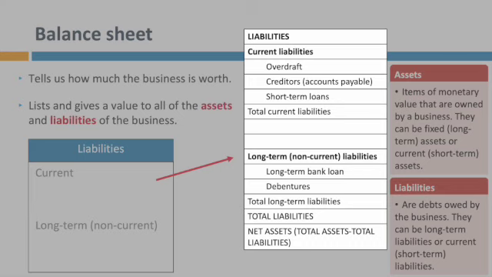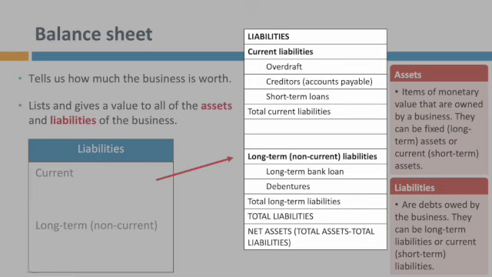And then we list the long-term liabilities. So as I said, long-term bank loan, debentures, and then we have a sum again. The total liabilities, therefore, is going to be the sum of total current liabilities plus total long-term liabilities. Makes sense, right?